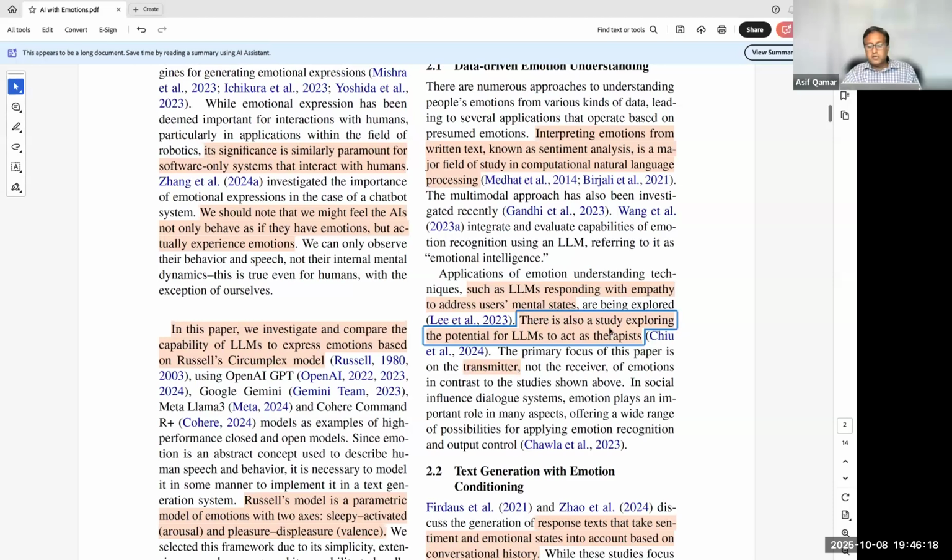So there is also a study exploring the potential for LLMs to act as a therapist. I saw some study somewhere on what LLMs are being used for, 40%, 50% as a therapist now. I wish I had that link. So it is used as personal therapy, personal health, a personal friend. A significant percentage of usage is about that.